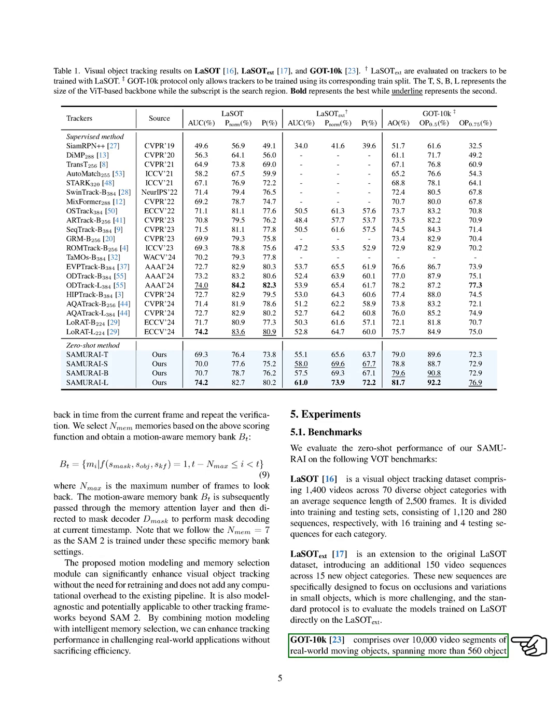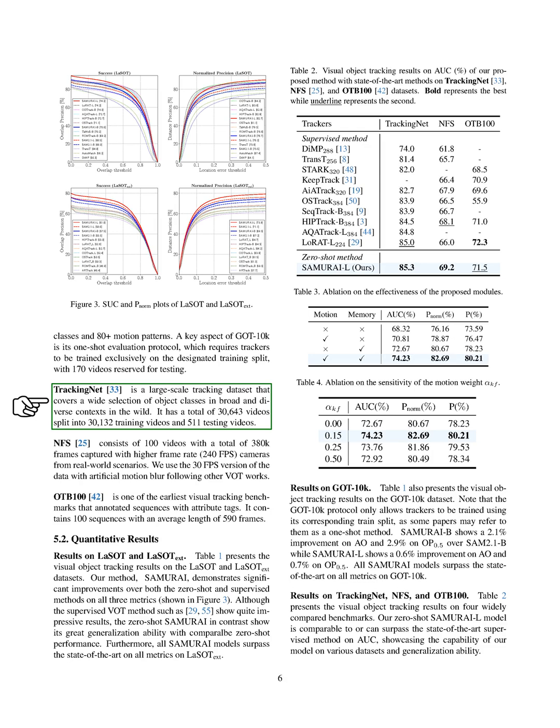GOT10K features over 10,000 video segments of real-world moving objects across more than 560 classes, with a one-shot evaluation protocol that tests trackers trained only on a designated training split. TrackingNet is a large-scale dataset with 30,643 videos, offering a diverse range of object classes in various contexts. The NFS dataset consists of 100 videos with high frame rates, and we utilize the 30fps version with artificial motion blur. Lastly, OTB100 is an early visual tracking benchmark with 100 sequences annotated with attribute tags.